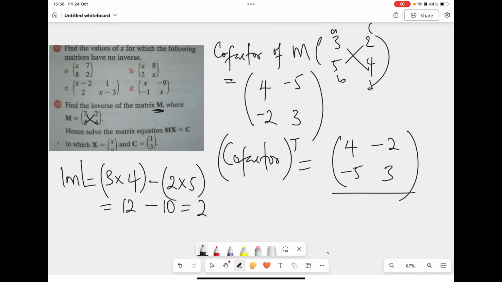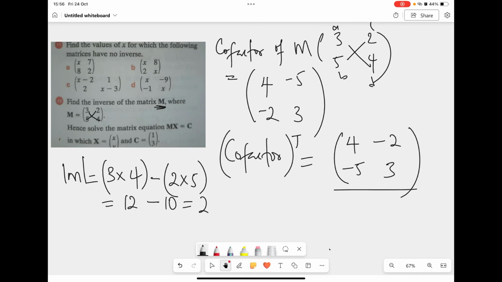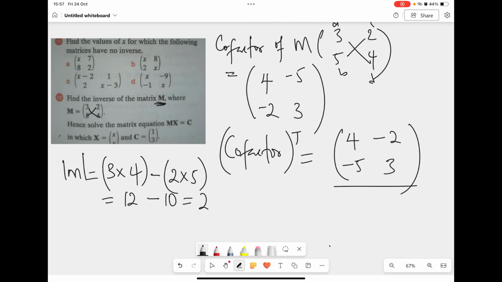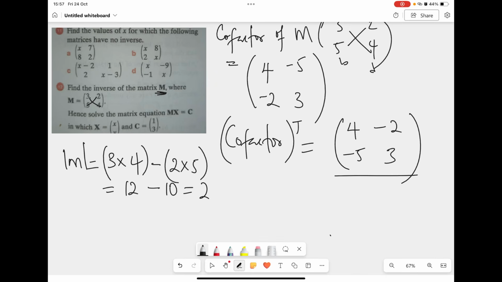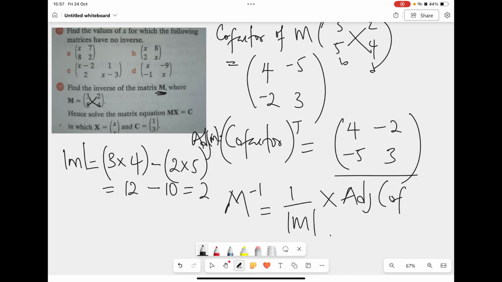Transpose of the cofactor. Now, one would say, okay, why go through this long process? Yes, it's necessary, because if I'm given this question and I don't want to go through this long process and want to go straight to the point, we already have our formula for M inverse as 1 over the determinant of M times adjoint of M. Adjoint is basically the transpose of the cofactor. So this is it.